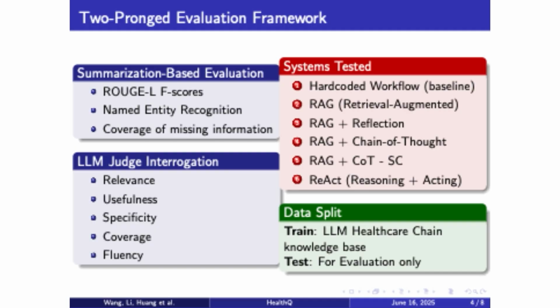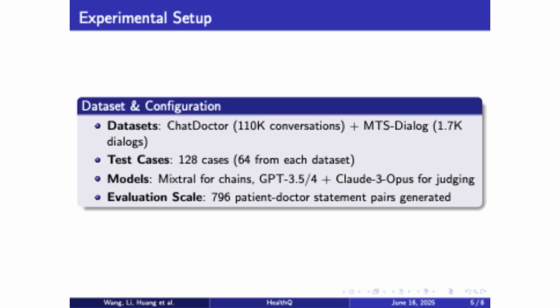And the LLM judge is sometimes sensitive to the prompt. This is why we use different prompts, for example, relevance, usefulness, and specificity, and we tested different prompts against the system. And the datasets are the ChatDoctor dataset and the MTS-Dialog dataset, which are healthcare conversations. And we extracted 796 patient-doctor statement pairs.